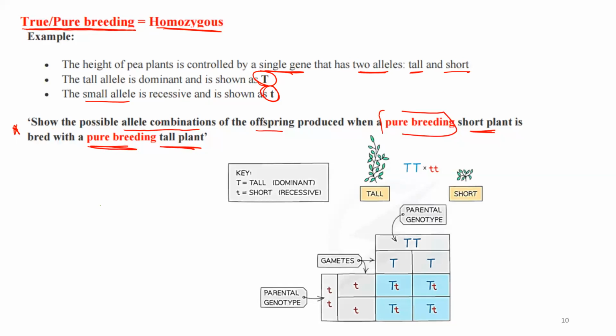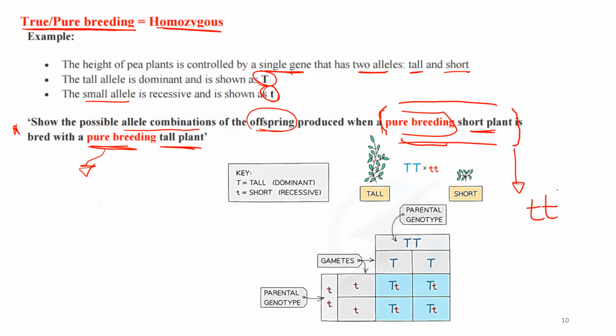Now the question: show the possible allele combination of the offspring when a pure breeding short plant is bred with a pure breeding tall plant. What does pure breeding mean? Homozygous. This question is so easy because you will simply translate the words. Pure breeding short plant. What is the genotype of this parent? Homozygous recessive. Excellent. Pure breeding means they are the same and they are both short. So T small, T small.